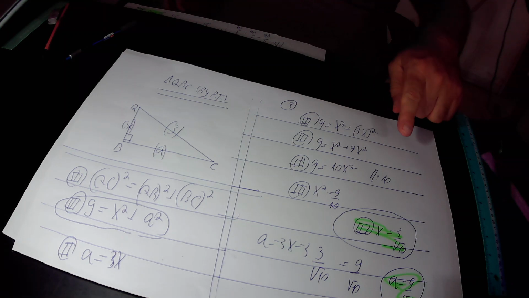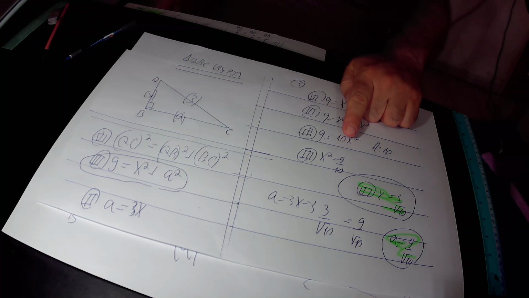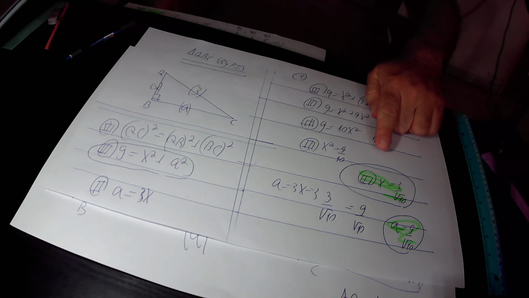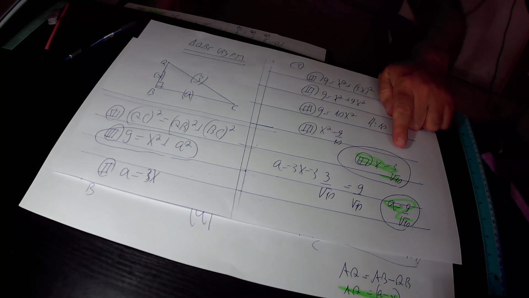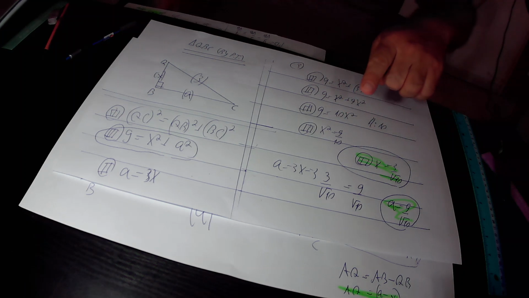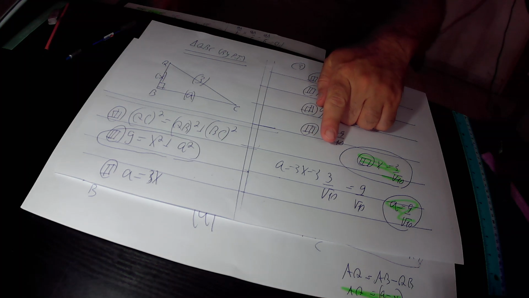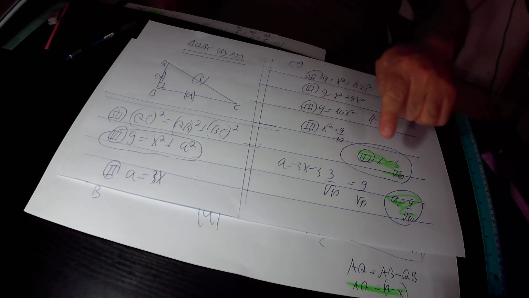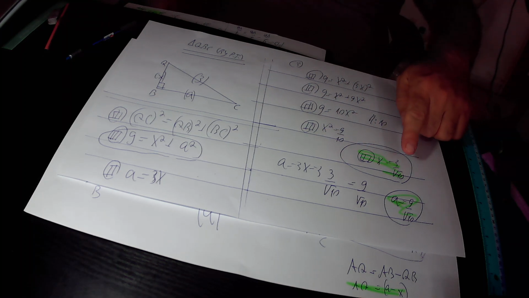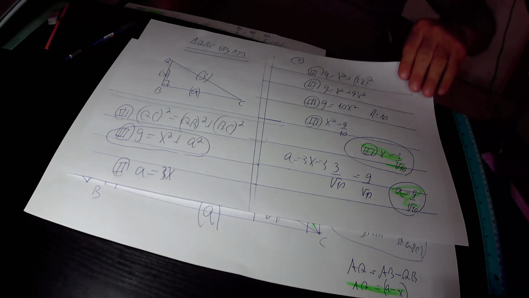Here we divided equation 3 by 10, and found out that x squared equals 9 tenths. Taking the square root, x equals the square root of 9, that is 3, over the square root of 10. According to equation 2, a equals 3x. So a equals 3 times 3 over the square root of 10, that is 9 over the square root of 10. Again, a equals 9 over the square root of 10 units.